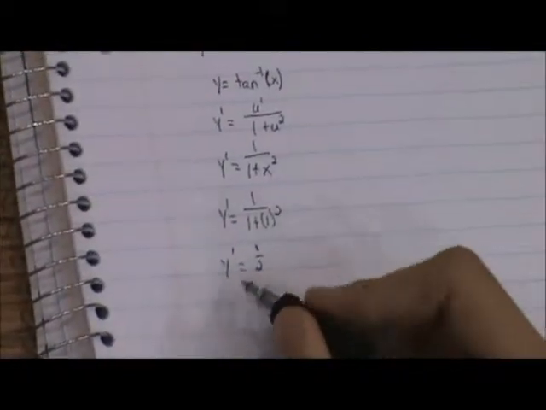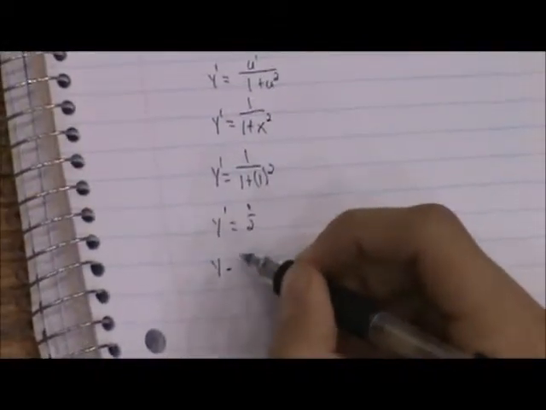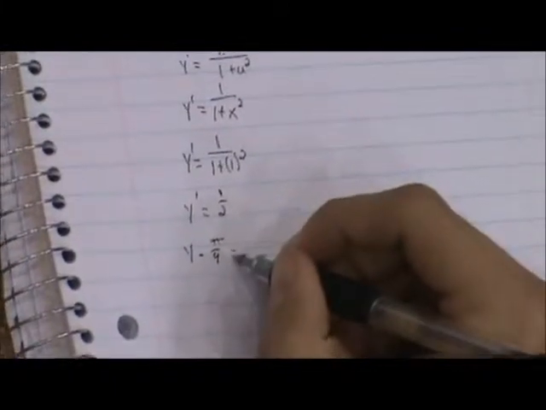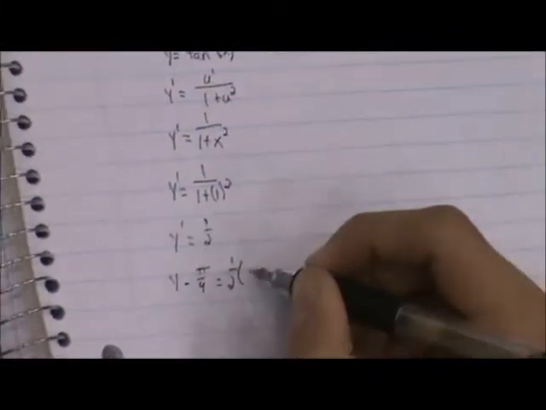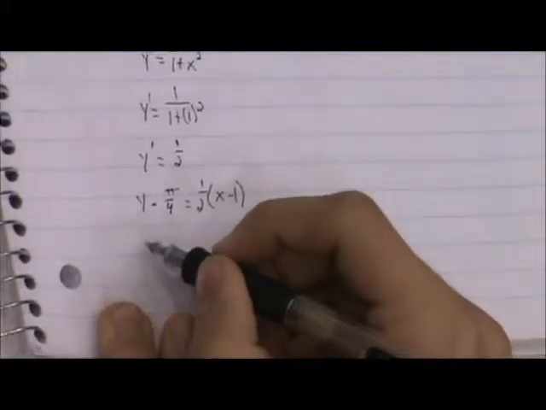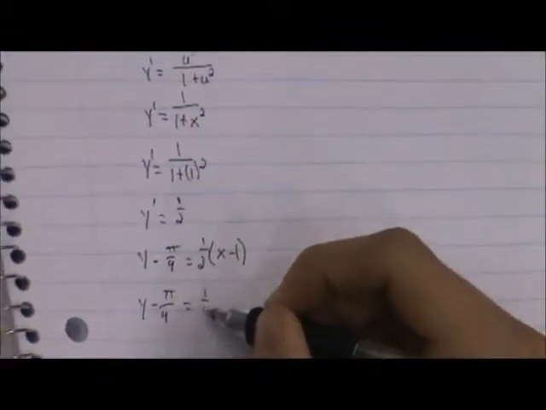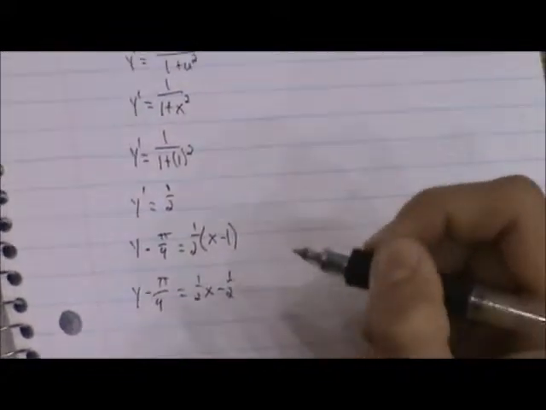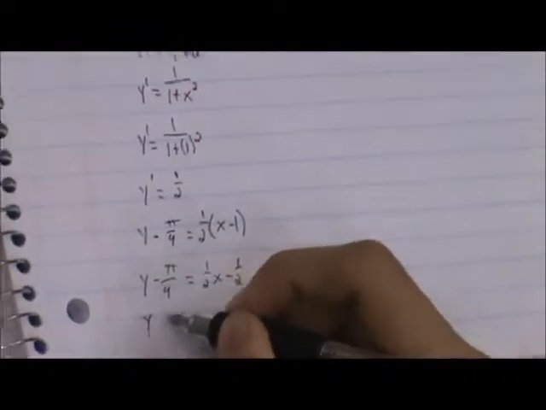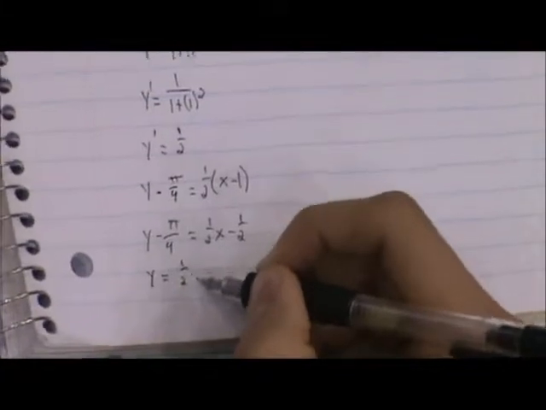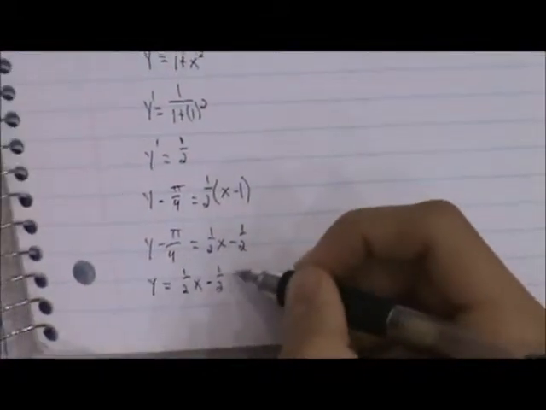And now that we have our slope, we can plug it into the point slope equation. y minus pi over 4 is equal to 1/2 times x minus 1. And if you multiply the 1/2 into the quantity, you have y minus pi over 4 equals 1/2 x minus 1/2. Then add the pi over 4, y equals 1/2 x minus 1/2 plus pi over 4.